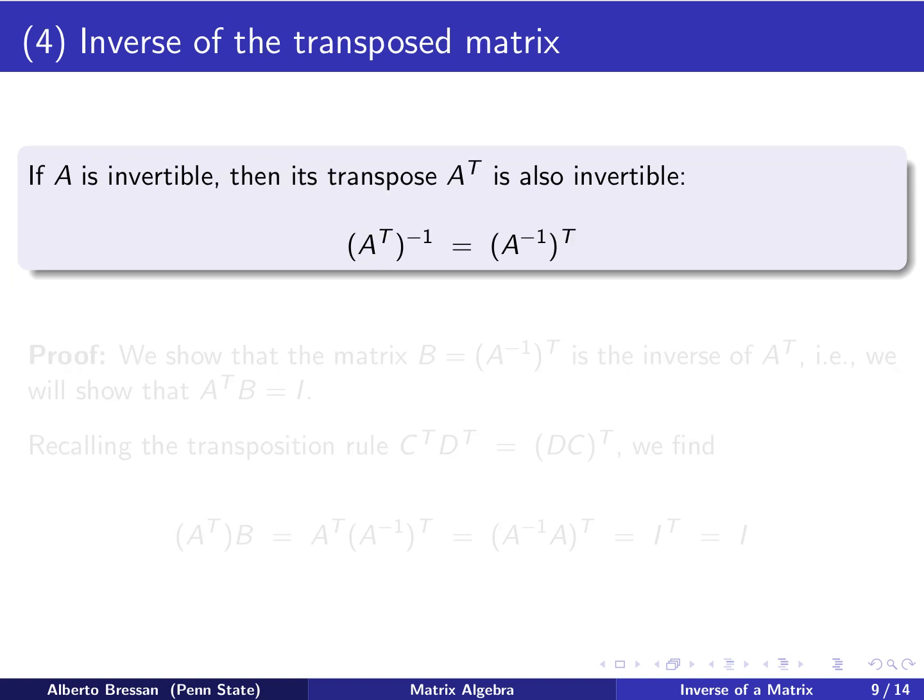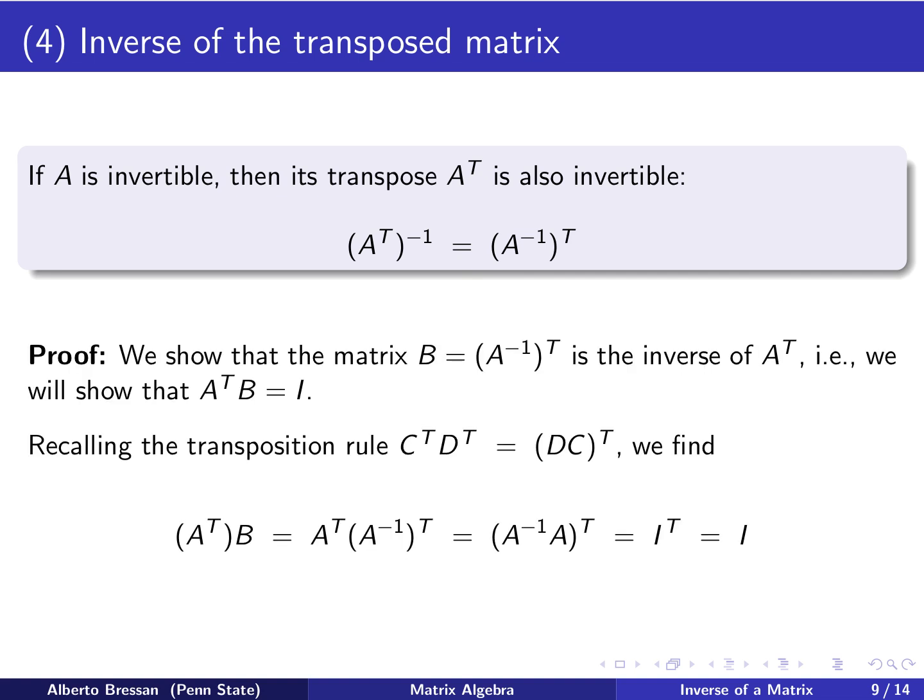Property number 4 is about the inverse of the transposed matrix. So if A is invertible, then its transpose is also invertible. And the inverse of the transpose equals the transpose of the inverse. So the two operations, taking transpose and making inverse, you can switch the order and you still get the same thing.